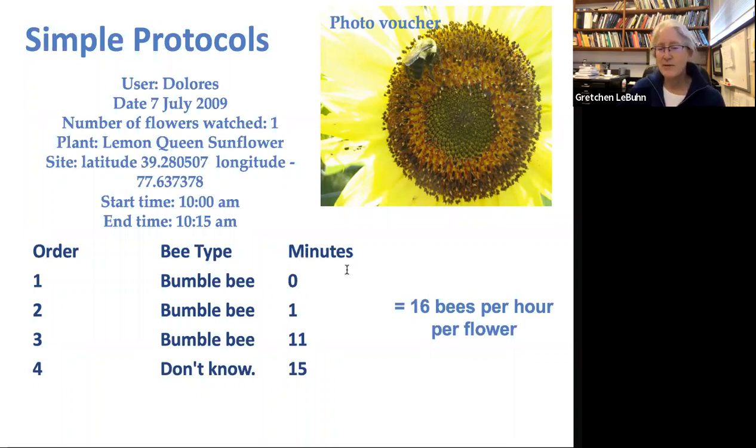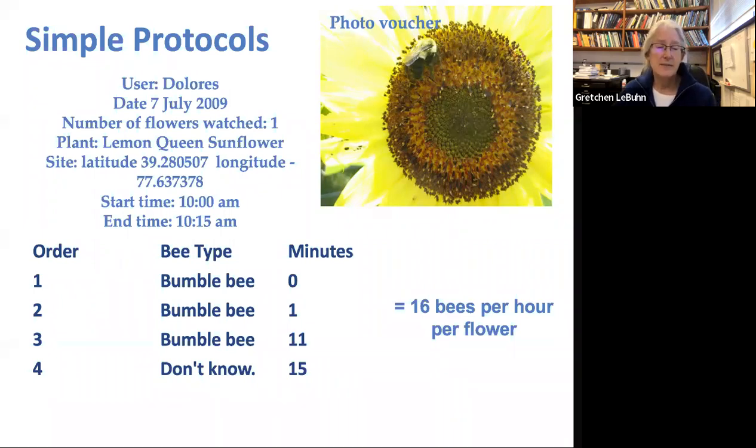So she recorded 3 bumblebees and 1 bee that she didn't know. And what I do is I convert that to bees per hour per flower. You can think about that as like the bee speed limit. She also happened to send in a voucher. So I was able to verify that she really was seeing bumblebees.